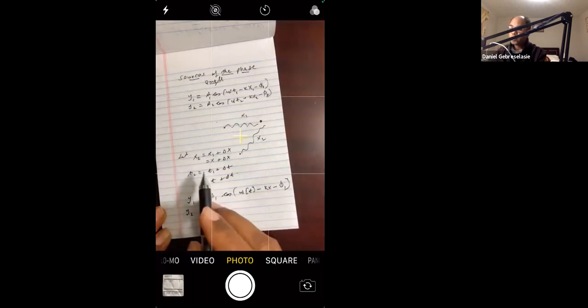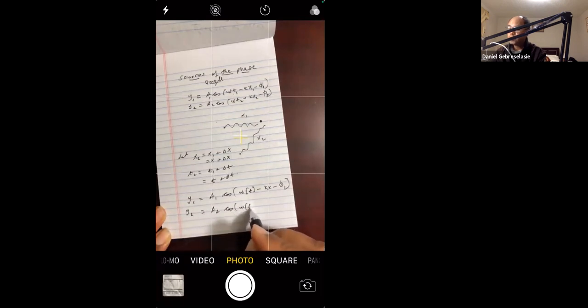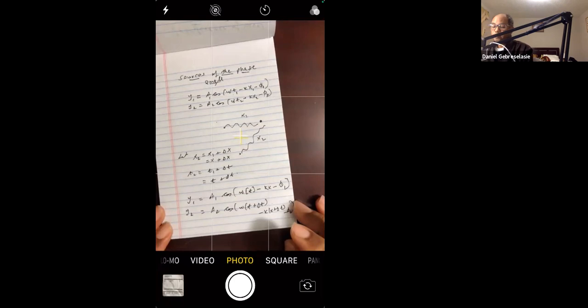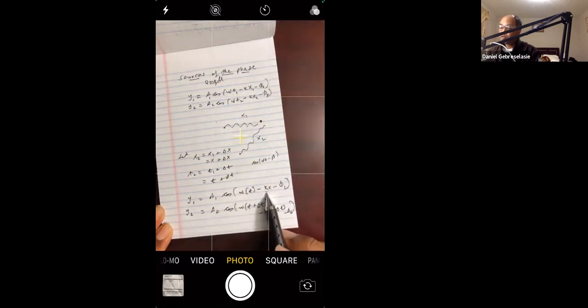The second wave, according to the substitutions over here, is going to be like this: a2 cosine of omega times t plus delta t, minus k times x plus delta x, and then minus phi 2. So let's look at the phase angles of these two waves. The phase angle for this one is kx plus phi 1. Let's call that beta 1. This is the general form of the wave, cosine of omega t minus beta. So the phase angle of the first wave would be beta 1 equals kx plus phi 1.